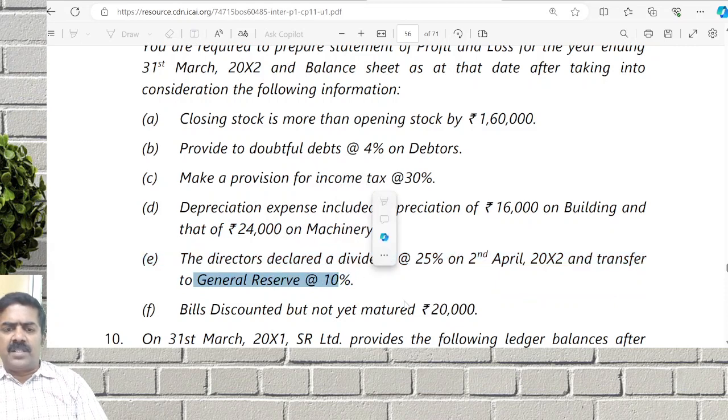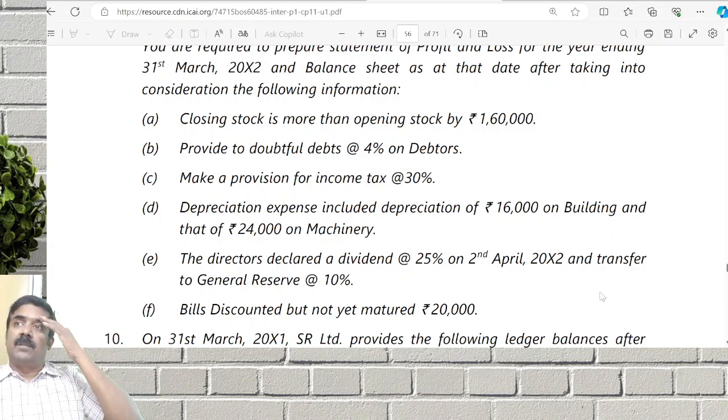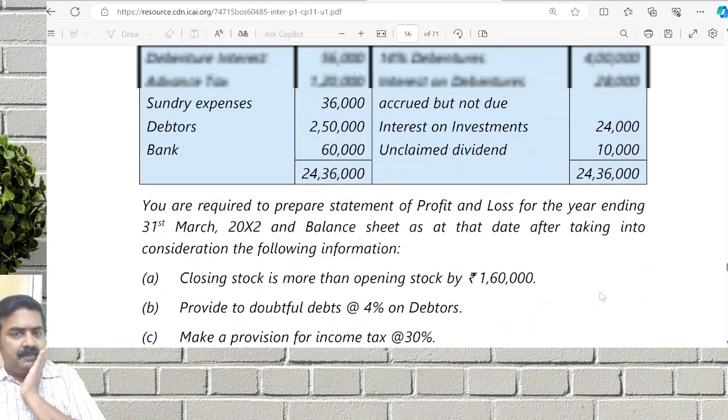The general reserve will be adjusted in what? Reserves and surplus. Bills discounted is a contingent liability. It is a contingent liability. Bill discounted, if the acceptor is not honoring the bill, we have to pay for the bill. It is a contingent liability.